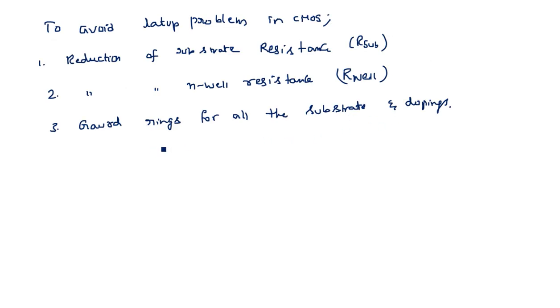Okay, so guard rings for all the substrates as well as dopings can be created so that the guard ring will avoid the effect of the latch up or the creation of any unnecessary active or passive devices in the CMOS circuit. Okay, so these are the main important points to be discussed to avoid the latch up in CMOS. Okay, thank you.